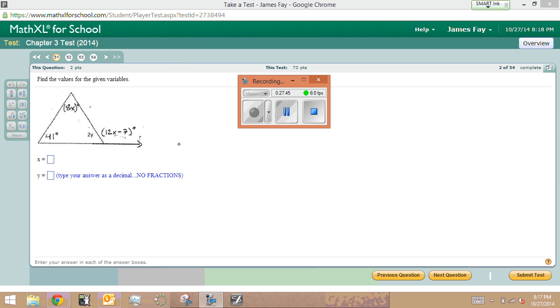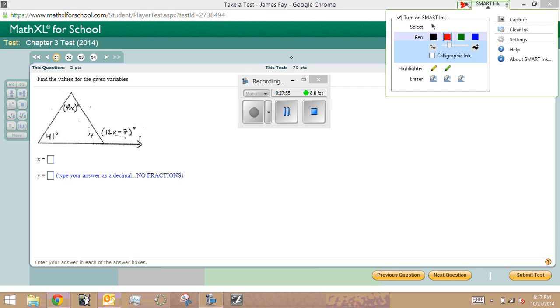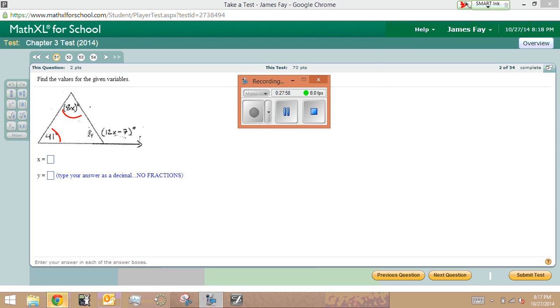Okay, 51 is the triangle angle sum theorem. They're asking us to find x and y. The two relationships you see are that that angle and that angle are the triangle angle sum theorem. So we got 41 plus 8x plus 2y should equal 180. There we have two variables, so that's a problem. So now I'm going to look at that exterior angle and these two remote interior angles, and I'm going to say 12x minus 7 is equal to 8x plus 41.